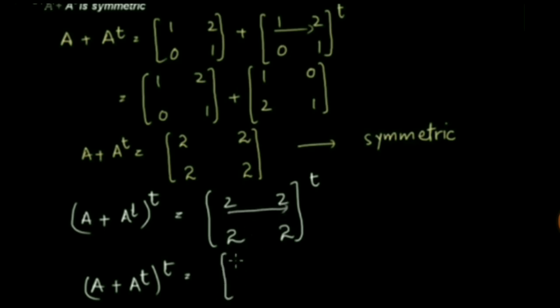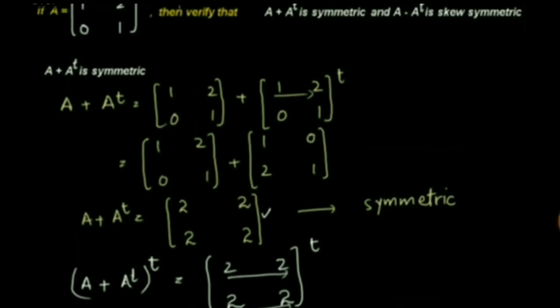Now observe this: when I took the transpose, changing rows to columns, the first row became the first column, and the second row became the second column, and it didn't affect the matrix at all. It remained the same. You compare A plus A transpose whole transpose with A plus A transpose, there wasn't any change, so we will say that A plus A transpose is symmetric as it has satisfied the symmetry condition.